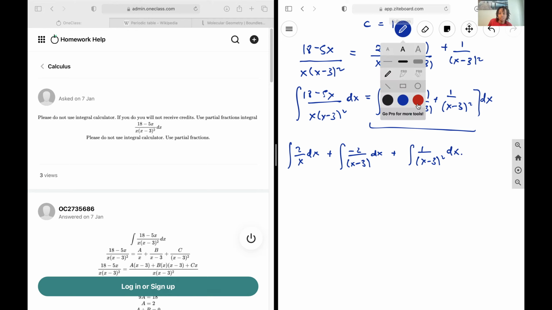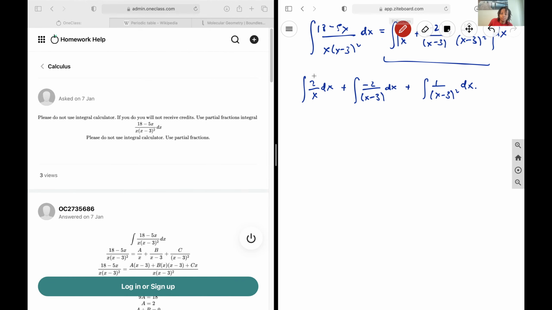And so we're going to find these individual integrals. For the first one, we're going to pull out the 2 because it's a constant. So the integral of 2 over x dx is equal to 2 by the integral of 1 over x dx. And we know this as equal to 2 ln the magnitude of x.